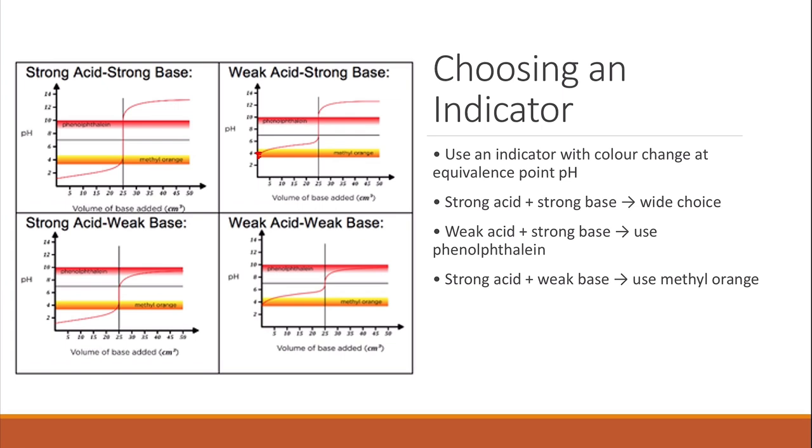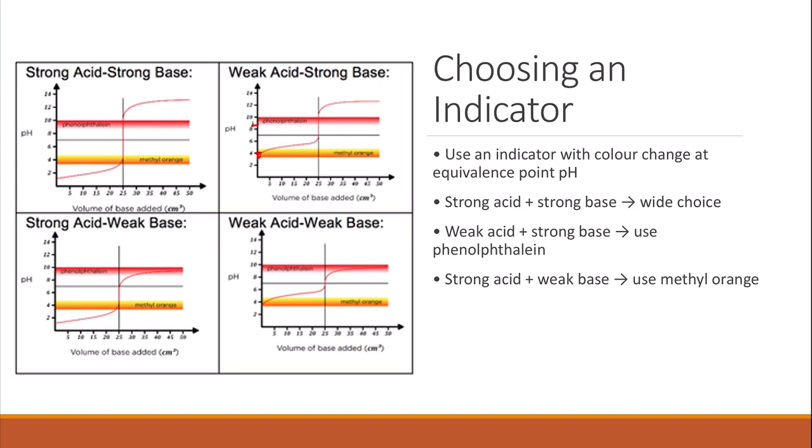Otherwise, if it doesn't, then that means the indicator will change its color before the endpoint or after the endpoint. And then we have phenolphthalein, which changes its color between around 9 and 10. So for phenolphthalein, if the vertical line passes between 9 and 10, then it would be a good indicator to use.